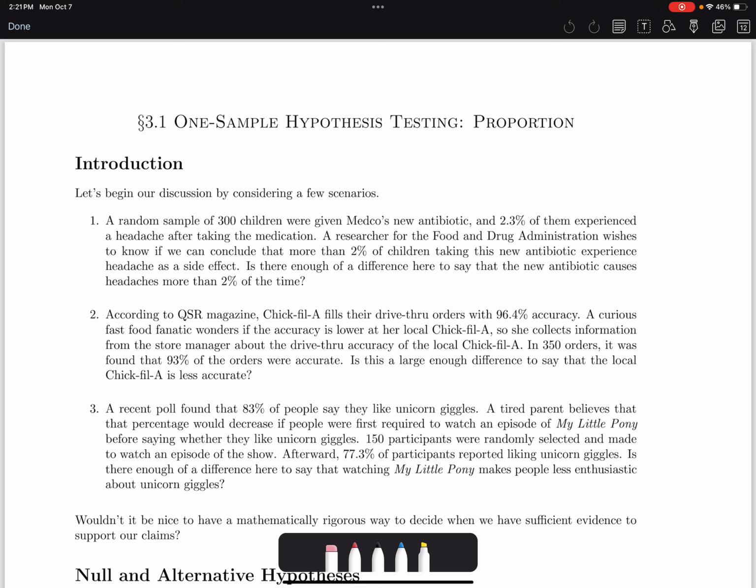In this section, we will talk about hypothesis testing generally and introduce some of the reasoning and some of the language that we use when we're doing hypothesis testing. And then we will also talk specifically about a one sample hypothesis test for the proportion. In the next section, we'll talk about a one sample hypothesis test for the mean. So let's get to it.